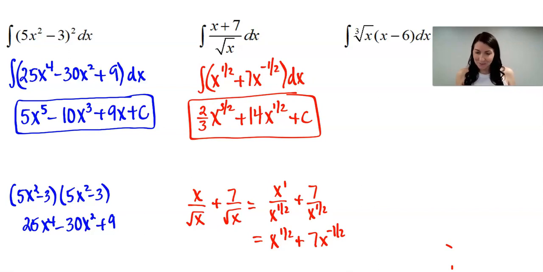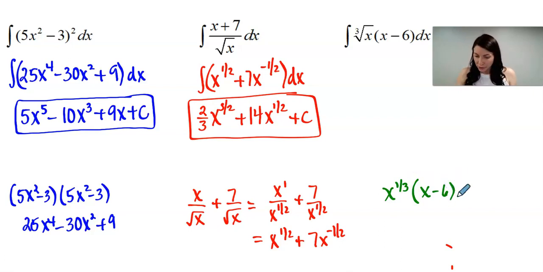Now for the last one. Again, you've got some product here, and a lot of people think there's a way to undo the product rule. But instead, what I would do is I would rewrite this integral so that we can use the power rule for integration. So I'm going to rewrite the cube root of x as x to the 1/3, and then I'm multiplying that by x minus 6.